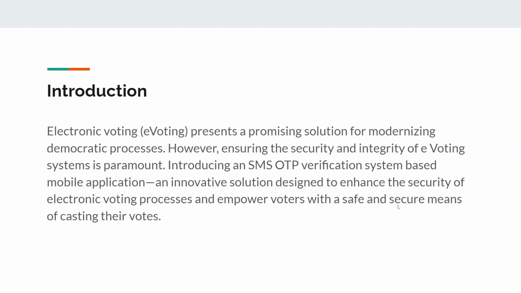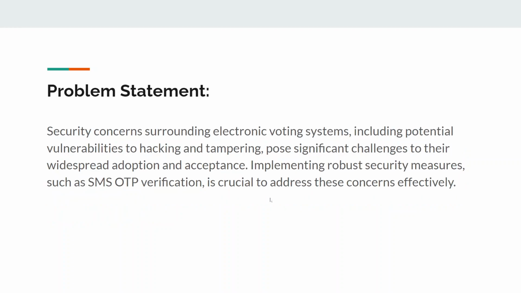So, what's the problem we are facing in the current voting system? Security concerns surrounding electronic voting systems include potential vulnerabilities to hacking and tampering, and pose significant challenges to their widespread adoption and acceptance. Implementing a robust security measure such as SMS OTP verification is crucial to address the concern effectively.